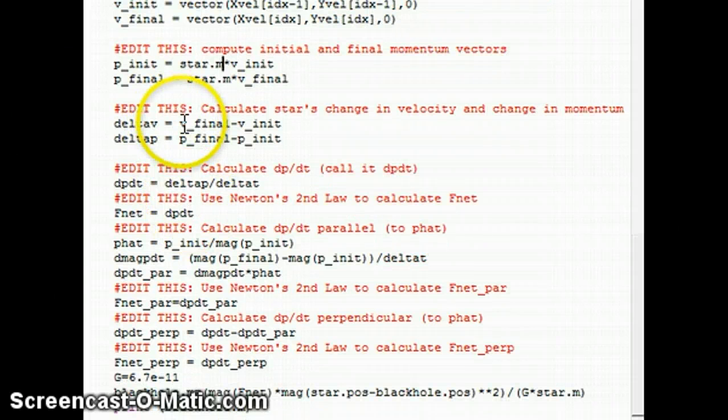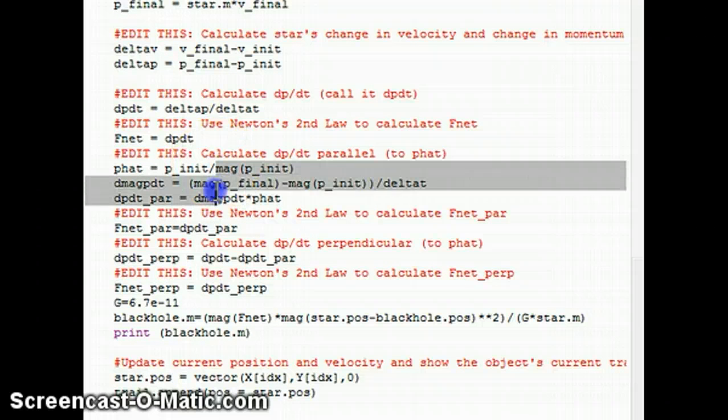The delta v and delta p were both found by accounting for the change in each of them, and from here the dp dt was found, which was also relatable to that of Fnet. From here, other information was found in order to ultimately find the mass of the black hole, using the equation once again. That was the magnitude of Fnet times the magnitude of the star position minus the black hole position squared, which is also that of the radius squared, divided by the gravitational constant multiplied by the mass of the star. Ultimately, this mass of the black hole was printed, and the final value was found.